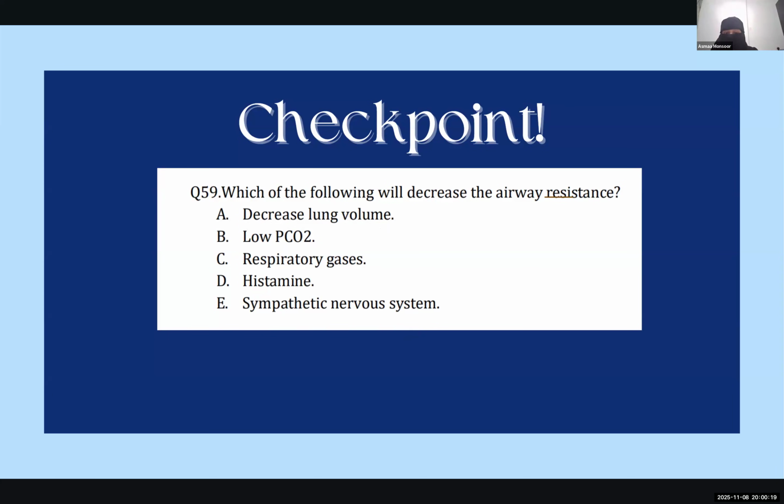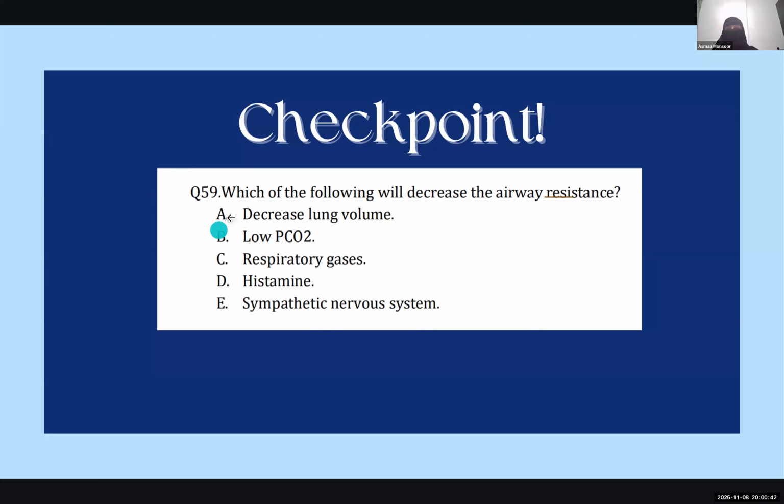E. Sympathetic nervous system causes bronchodilation, so more air volume and less resistance. Faya is thinking it's A, decreased lung volume. Anyone else? All right, let's do it one by one. Okay, let's start with the first option.